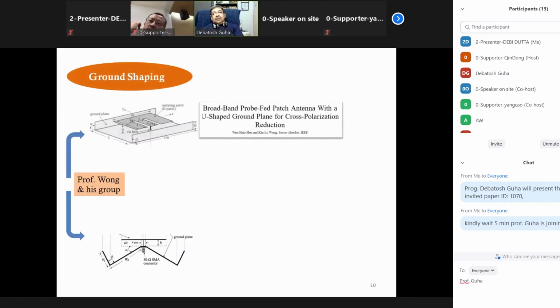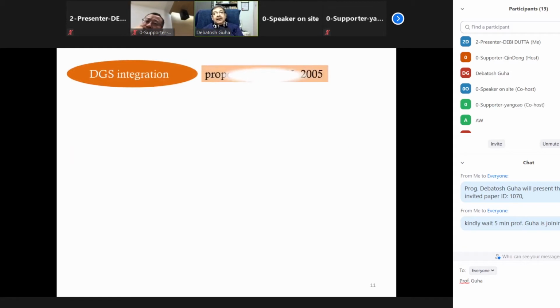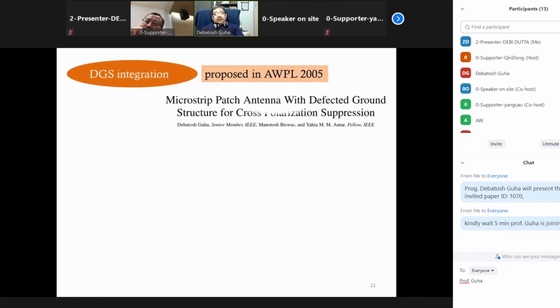The ground plane shaping was basically worked on in early 2002 by Professor Wang and his group, where you can shape your ground plane, but definitely it is going to give you some bulky shape. Again, we are coming to the ground, that is the ground plane, but here the engineering is simpler because we are going to implement some strategic defects. And that was introduced in 2005.